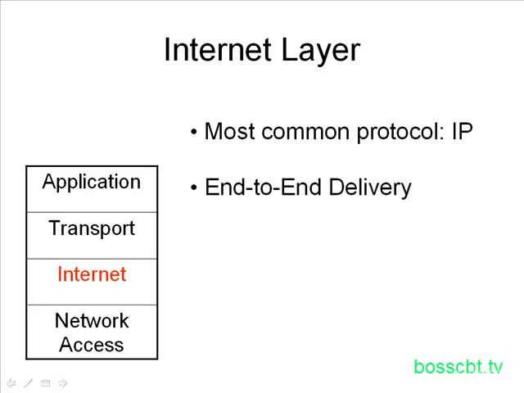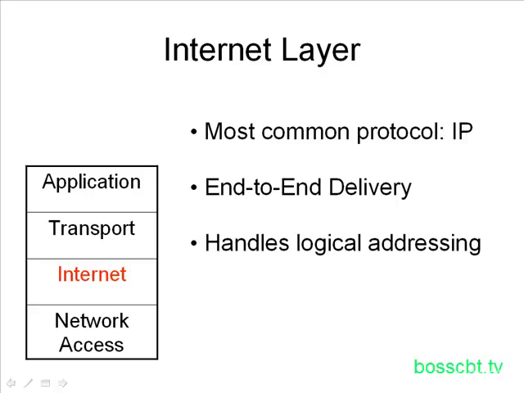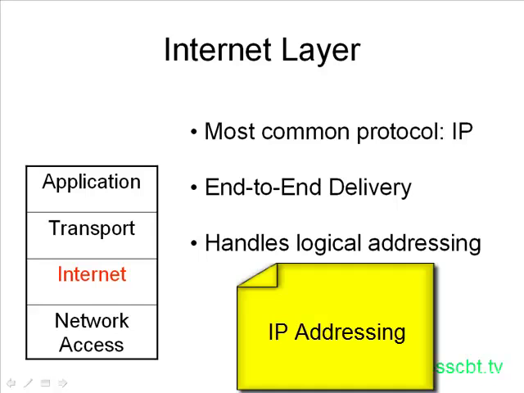And so the internet layer is concerned with end-to-end delivery of data. And it does this by using addresses. So it's at the internet layer and IP where we get logical addressing. Now this comes in the form of IP addressing. And you might have heard of that, and we have a lot of tutorials dedicated to explaining how IP addressing works. So it's at the internet layer and IP where IP addressing comes into play.